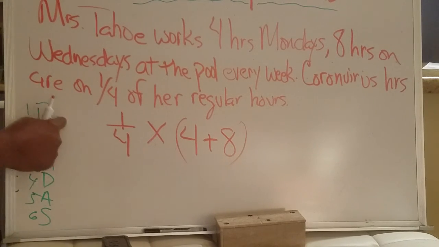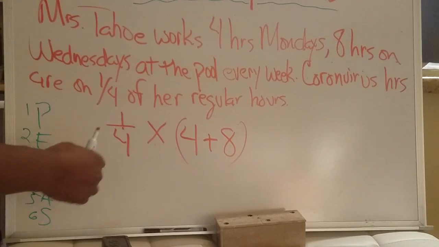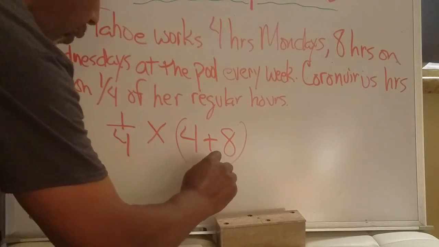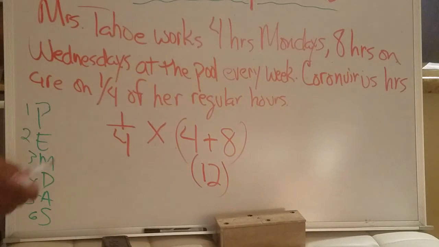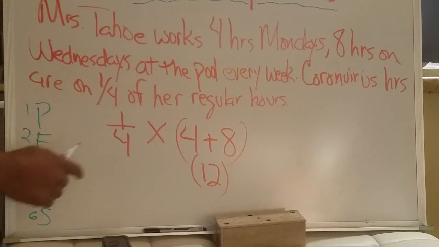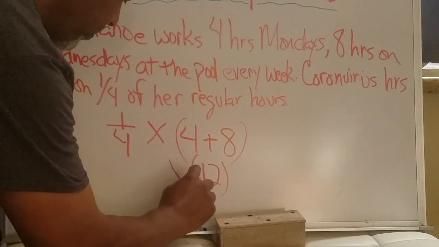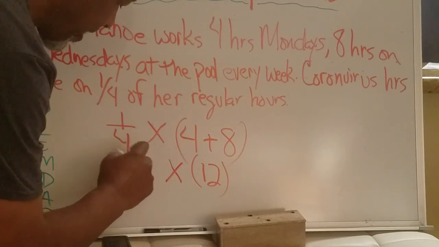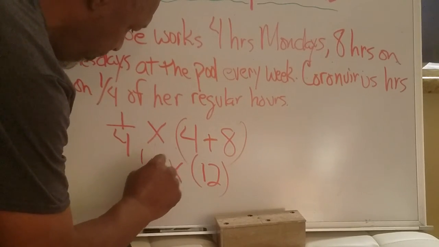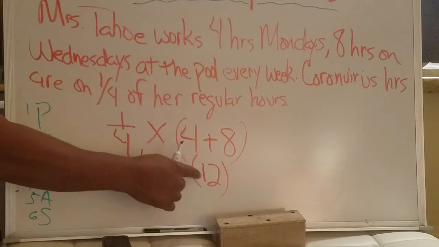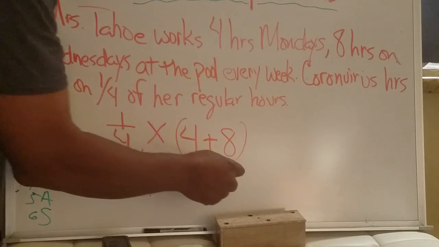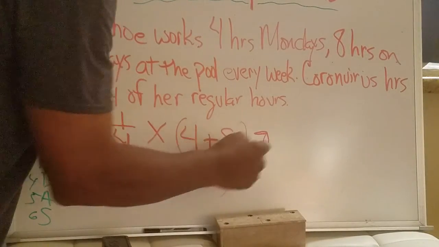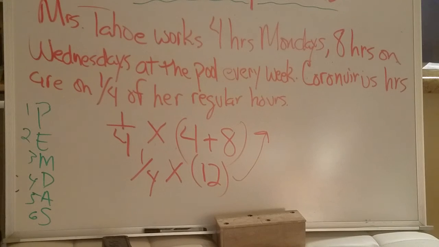So let's do parentheses first. Let's calculate that. What's in the parentheses? 4 plus 8 is 12. So this 4 plus 8 turns into 12. We bring down the rest of the problem. Times, we bring that down and bring down the 1/4. 1/4 times 12. How do we do that, Mr. Tucker? I'm glad you asked. Let's write it up here so we'll be able to work it.